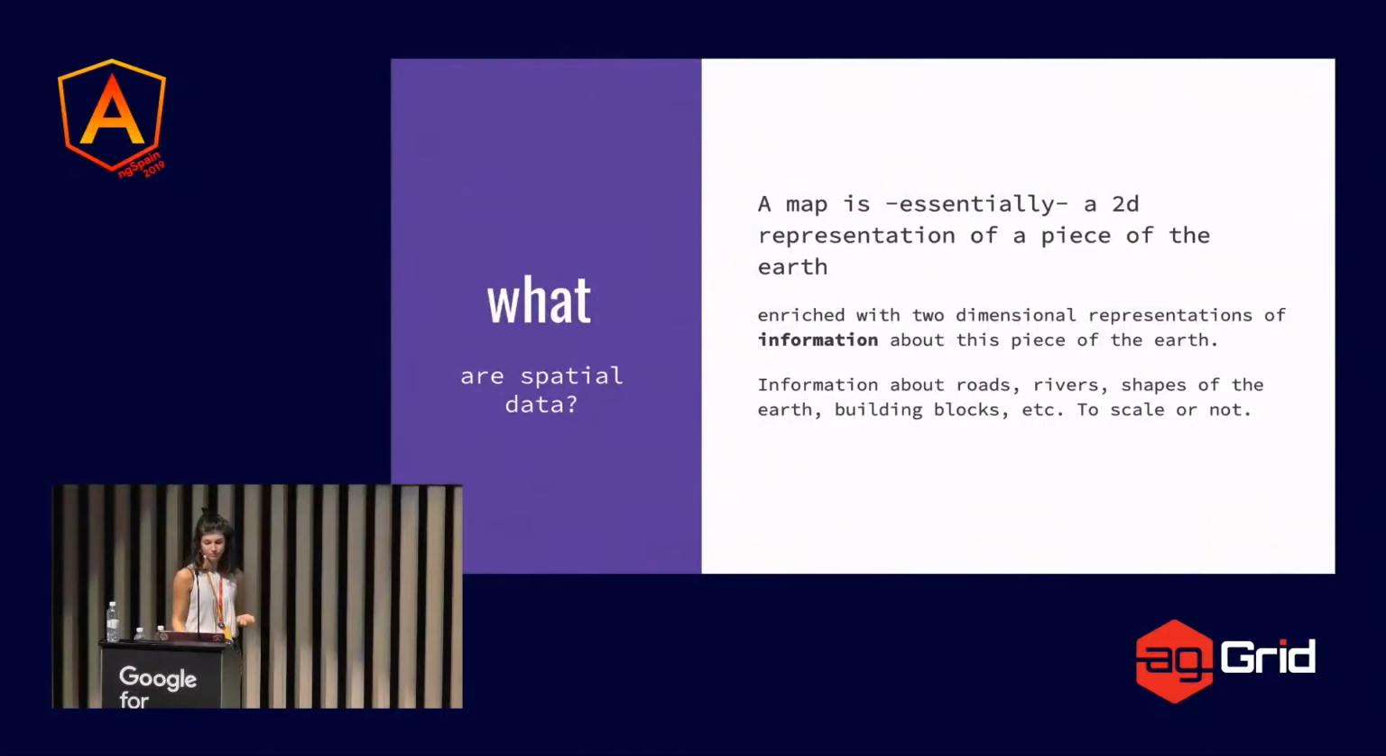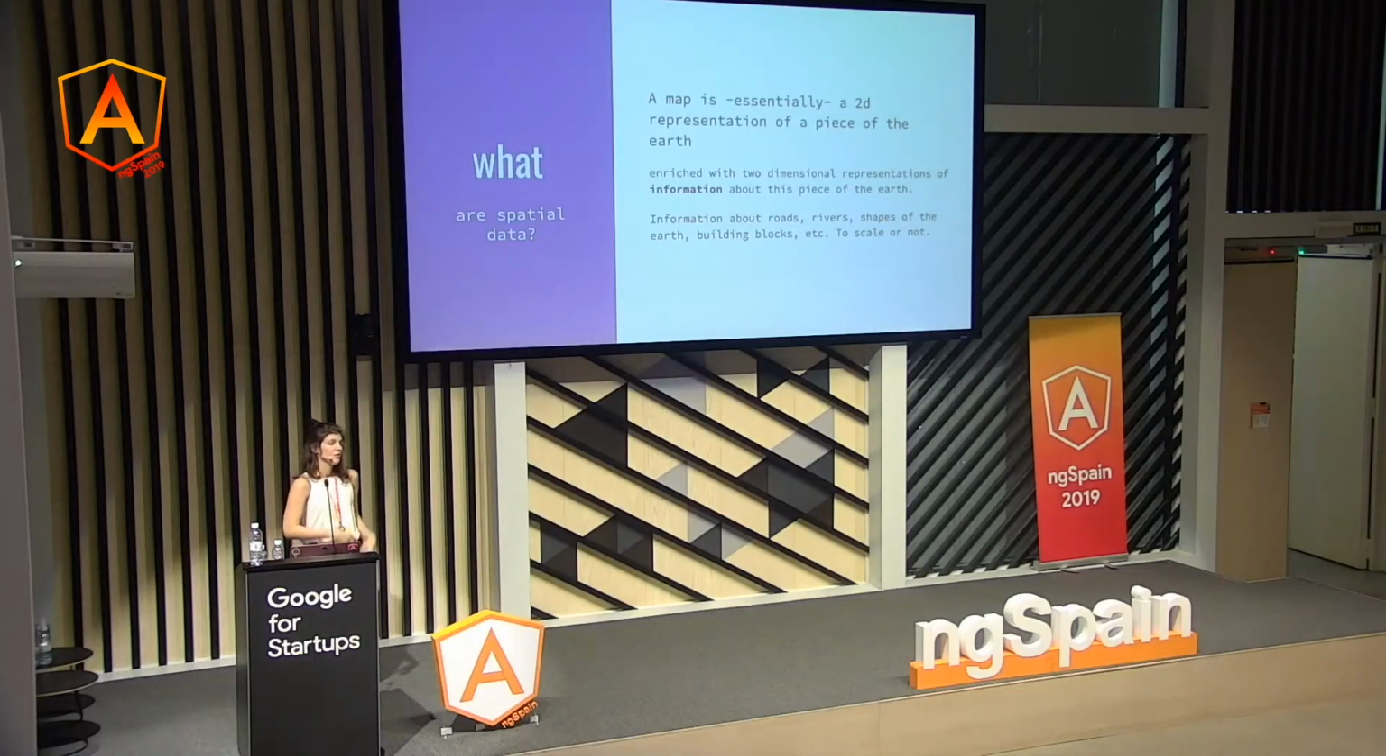So as we said, what is a map? A map is essentially a two-dimensional representation of a piece of the earth, right? It's just a representation. And it's enriched with two-dimensional representations of information about this piece of earth. Information about roads, rivers, shapes of the earth, building blocks, etc., to scale or not. Other data is businesses, or if you have election maps, there is data there of how many people voted for that person or the other. So maps are used actually to visualize data about the space they're showing.